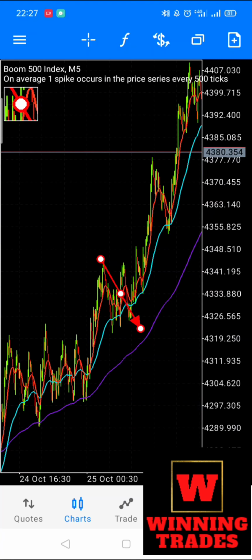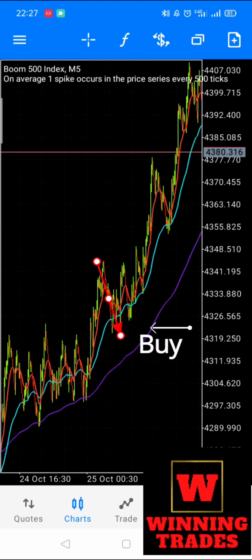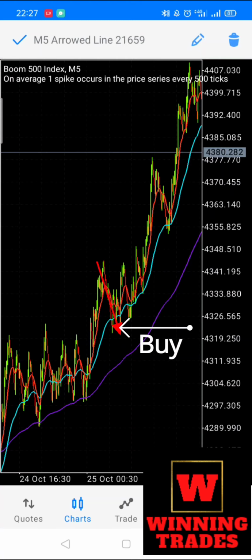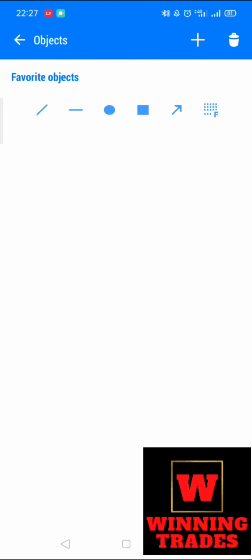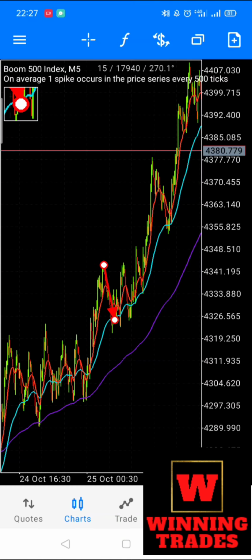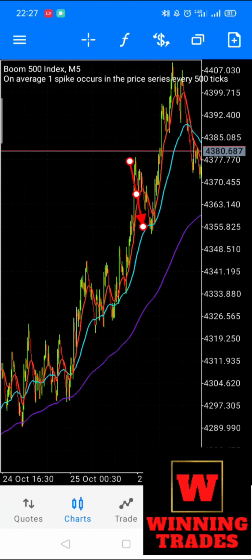You come here, you measure. Once price is almost getting to the arrow, what do you do? You enter, and then look at all the profit you will make. Look at all the profit you make. You come again, you take your arrow tool, you measure, you wait for price to begin to retrace. When price begins to retrace, you just put your arrow here. Once it gets almost to the arrowhead, you take your entry again. When you take your entry, look at all the move again.